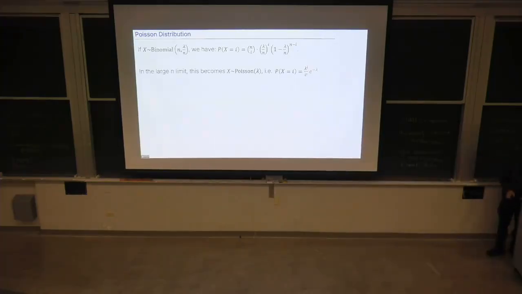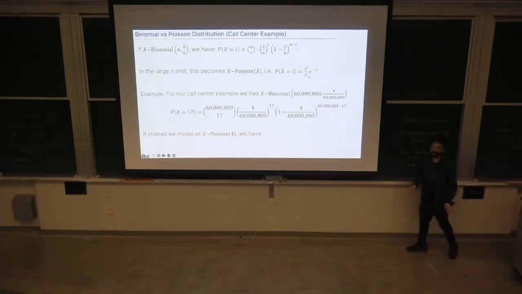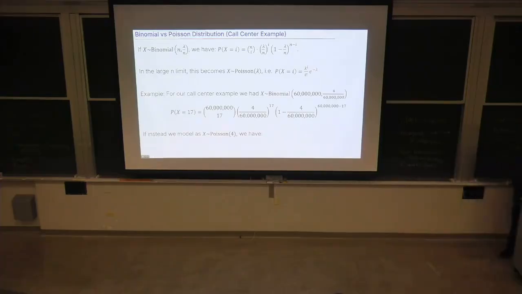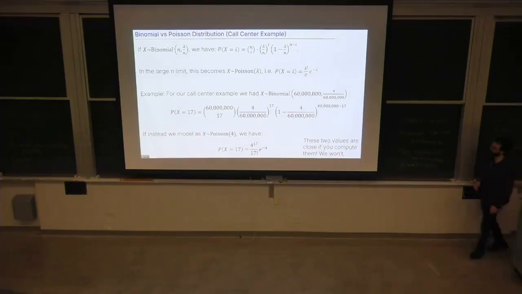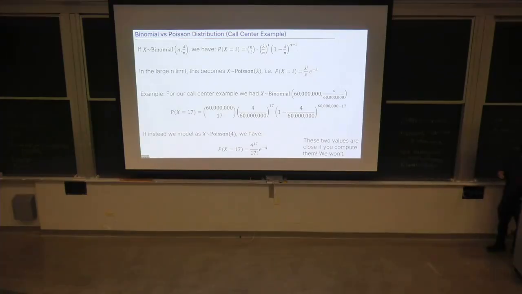Okay? All right. So that leaves us with this Poisson random variable. So if we take that formula and plug in the probability that we have x equals 17 calls in a particular minute, then we just have 4 to the 17th over 17 factorial times e to the minus 4. Okay? All right. And these two values are close if you compute them. I'm not going to do it, but you can show that they're both around 1.83%.